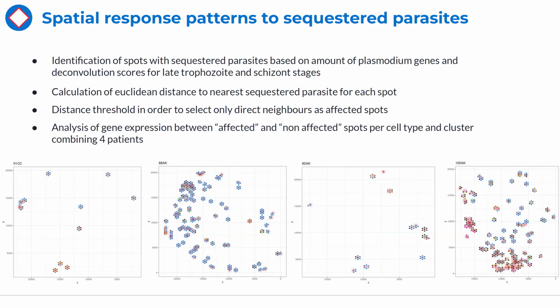Yeah. So essentially, you have the spot here, which has the star. It is the one where we assign there might be a sequestered parasite in the spot. Then physically on the micro area, there's an empty space where there are no spatial barcodes, that we don't get in this method. And then the next spot is the one that we took as affected, so it's influenced by the sequestration.